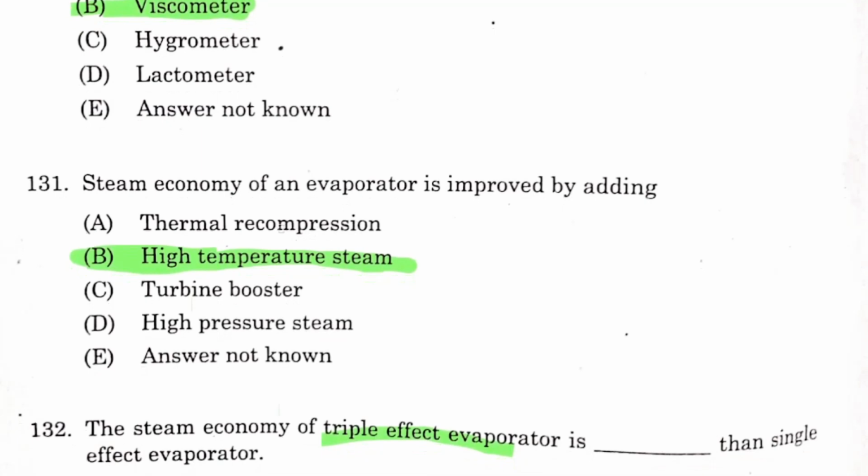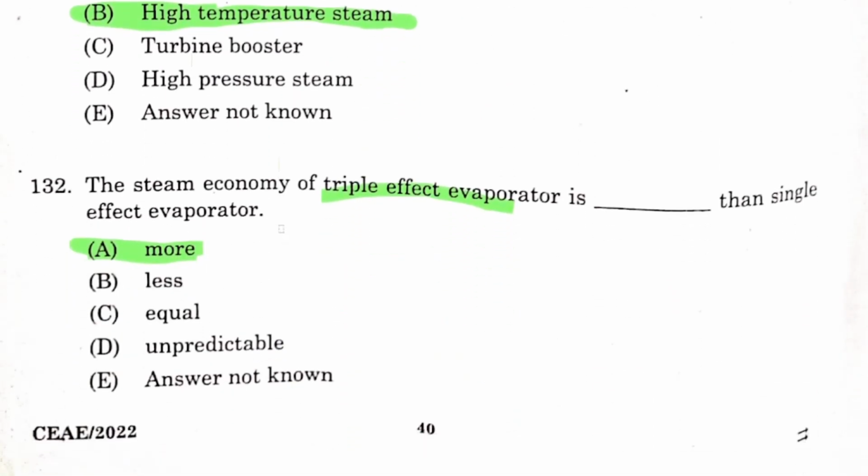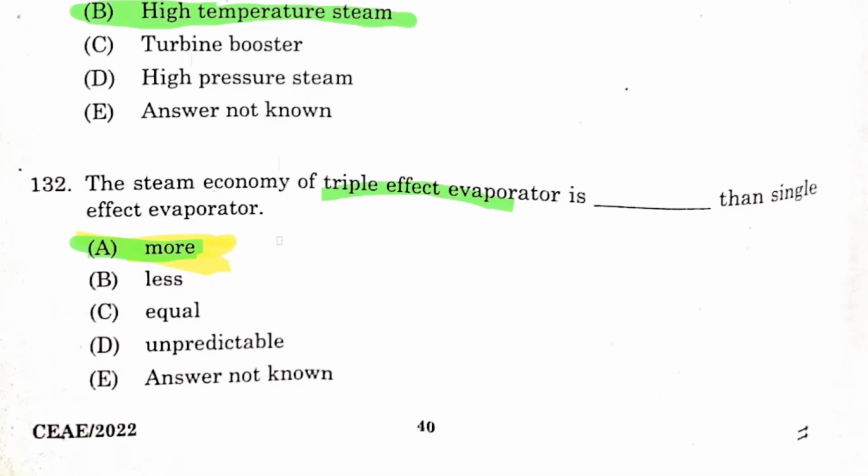Next one is steam economy of an evaporator is improved by adding high temperature steam. Next one is the steam economy of triple effect evaporator compared to single effect evaporator. It is more in triple effect evaporator than single effect evaporator, because steam is used further, three times, in the triple effect evaporator, which is not the case in single effect evaporator.